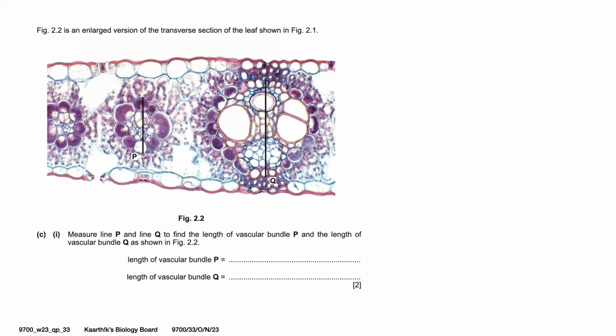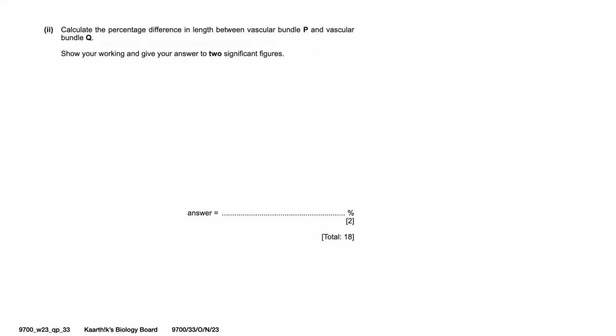Moving on to next question. Figure 2.2 is an enlarged version of the transverse section of the leaf shown in figure 2.1. So it's an enlarged image. We are asked to measure line P and line Q to find the length of vascular bundle P and the length of vascular bundle Q as shown in figure 2.1. Here we simply need to measure the length and then write it with appropriate units. You can either write it in centimeter or millimeter. So we just need to measure it with the scale and then write the correct value with the proper units.